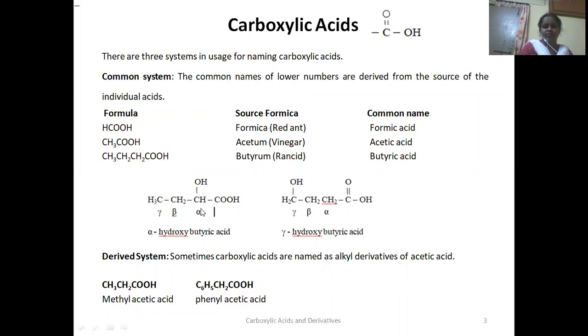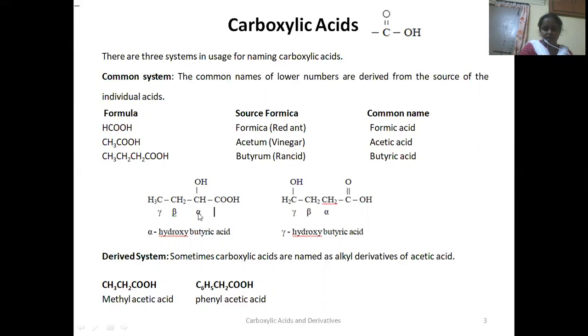And if there are substituents on these carboxylic acids, let us see how the common name is written. For example, see this compound. There are four carbons here. Now select the longest chain, this one. Now you have to remember one thing: you should not give any numbering to the carbon of the carboxylic acid. Start from the next carbon.